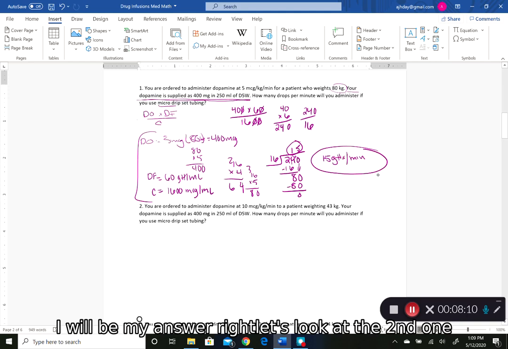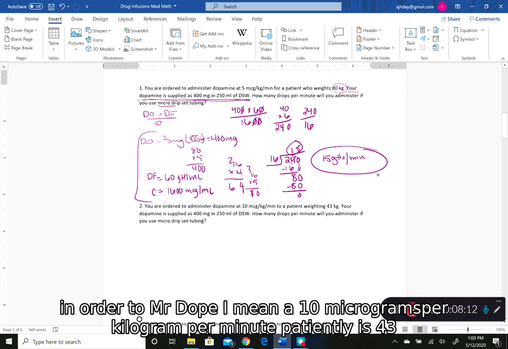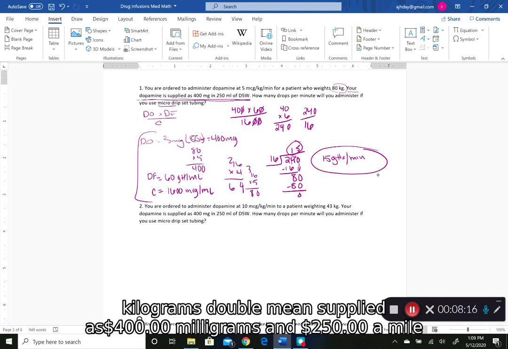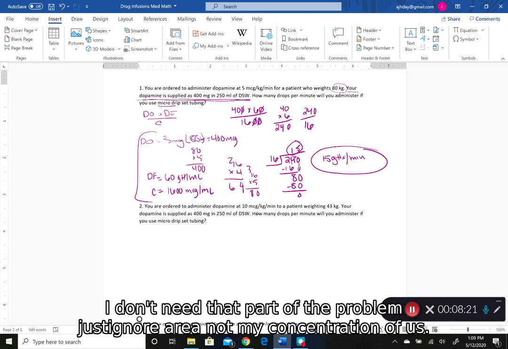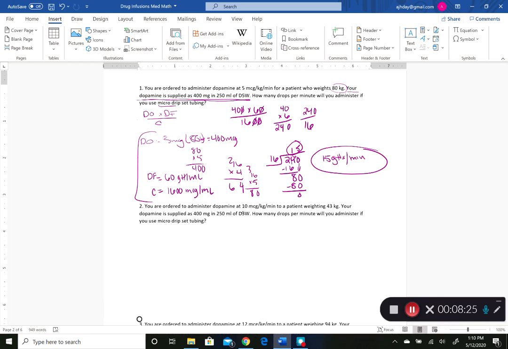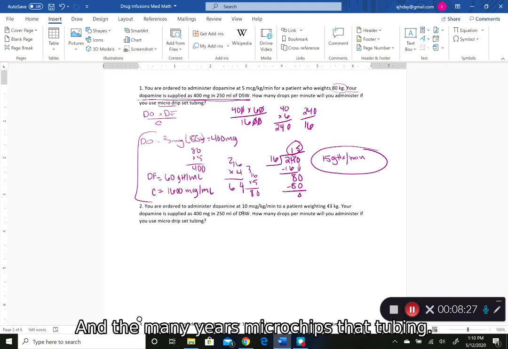All right, let's look at the second one. I'm ordered to administer dopamine at 10 micrograms per kilogram per minute. Patient weighs 43 kilograms. Dopamine supplied as 400 milligrams in 250 mL. I don't need that part of the problem. Just ignore it. I already know what my concentration is. And I'm going to use micro drip set tubing.